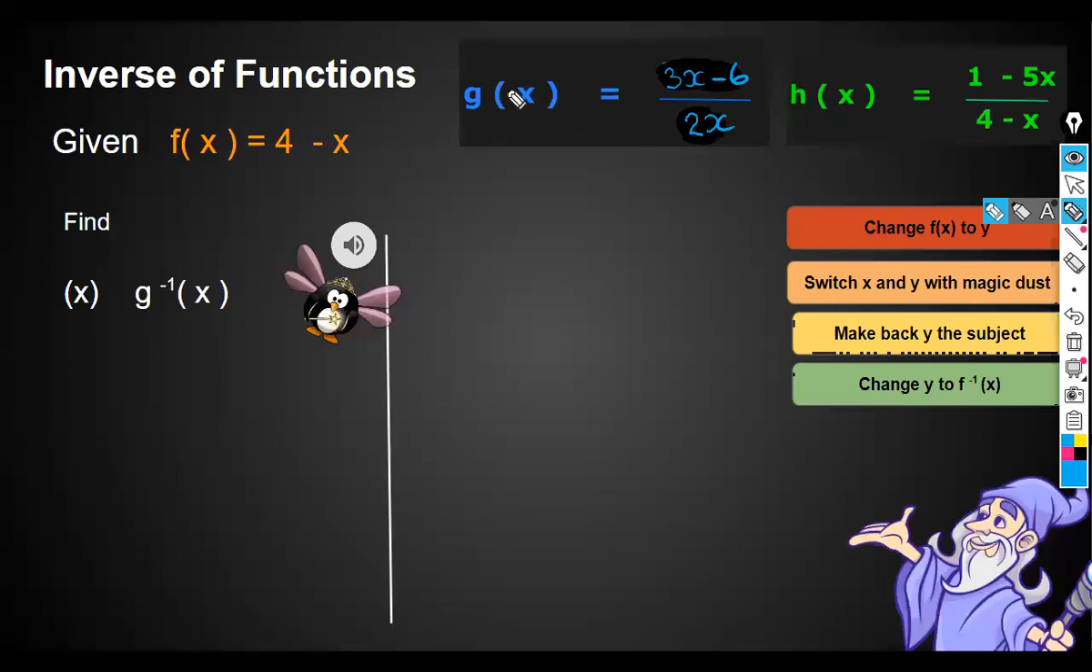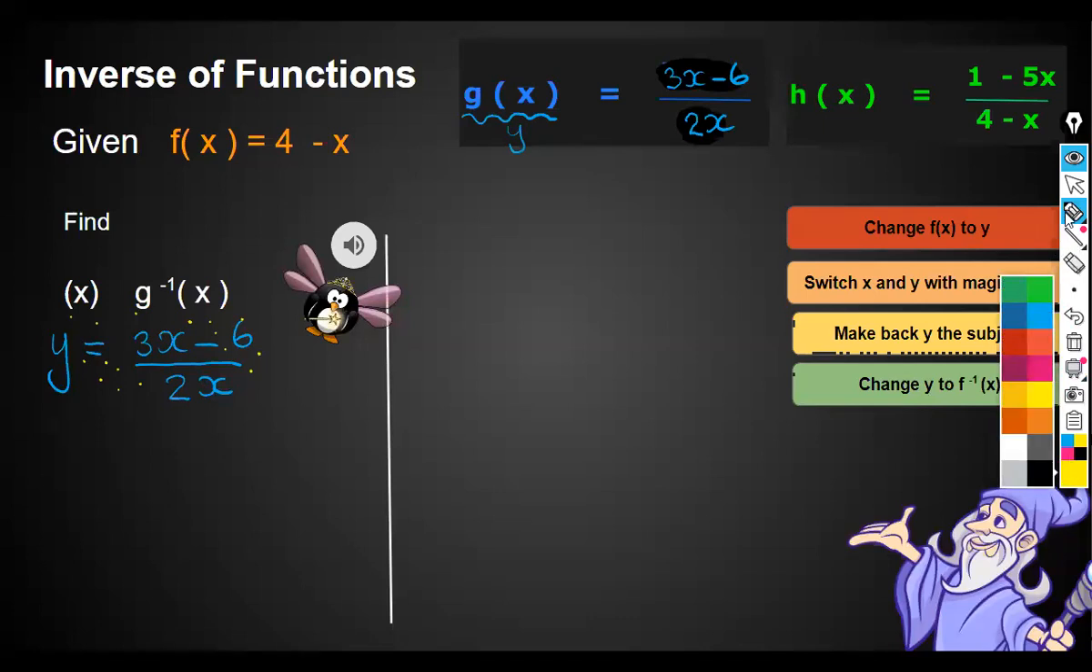So we're gonna go with it. I think by now we know we have to change the g(x) to y. To save a little bit of space, I'll just change g(x) to y one time. Then we sprinkle the magic dust on it. Now we have two sets of x's here, so both of them have to change to y. So let's do that.